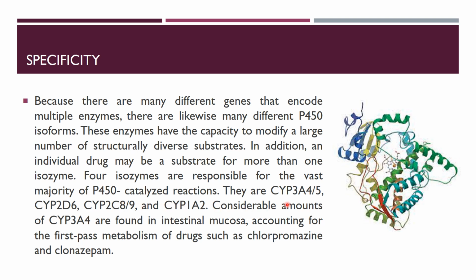They are CYP3A4 or 5, CYP2D6, CYP2C8 or 9, and CYP1A2. Considerable amounts of CYP3A4 are found in intestinal mucosa, accounting for the first pass metabolism of drugs such as chlorpromazine and clonazepam.